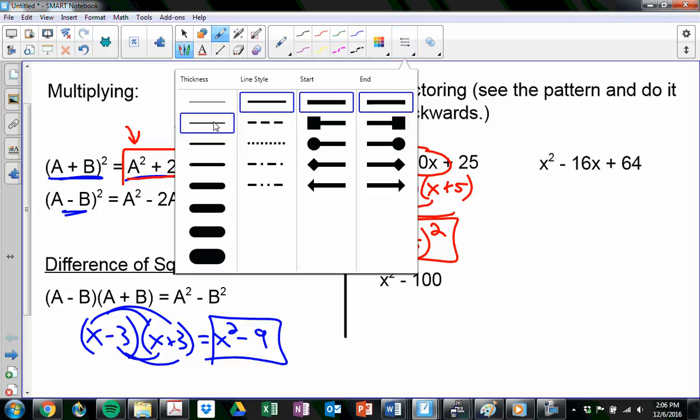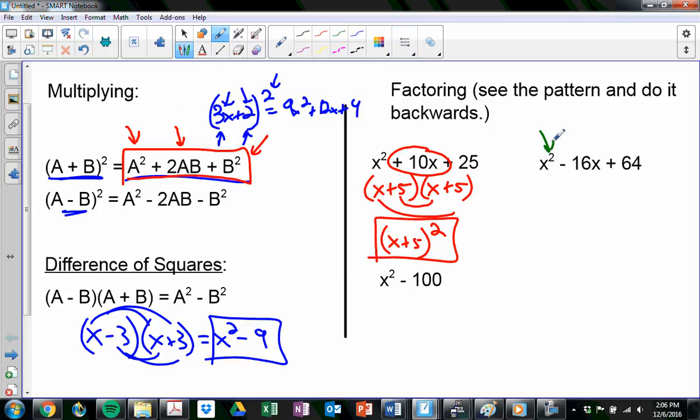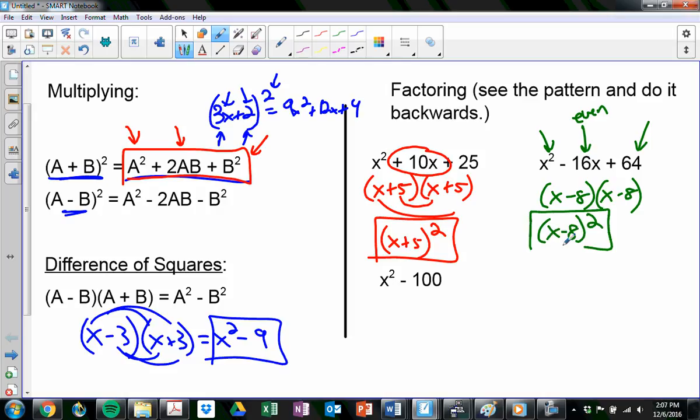Same with this one over here. This number is a perfect square, this is a perfect square, this is even. And if that happens, I'm pretty sure I can just do (x - 8) times (x - 8), which is just (x - 8) squared, because 8 times 8 is 64, and negative 8x plus negative 8x is negative 16x.